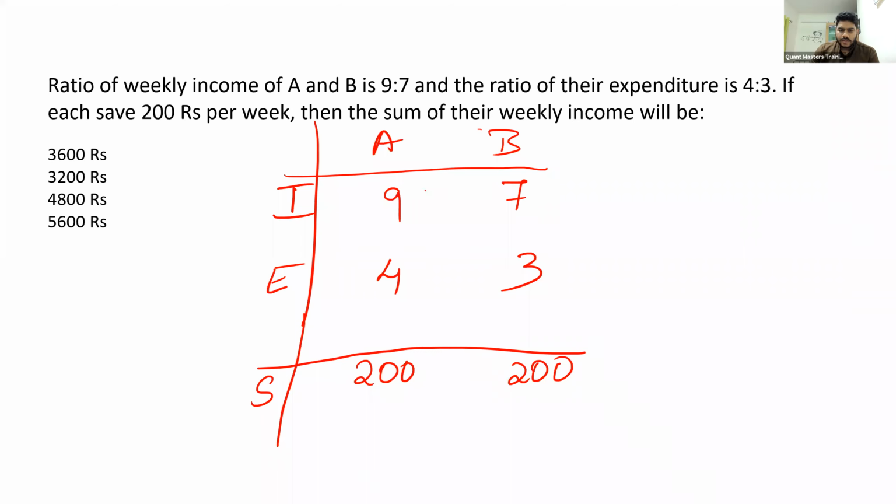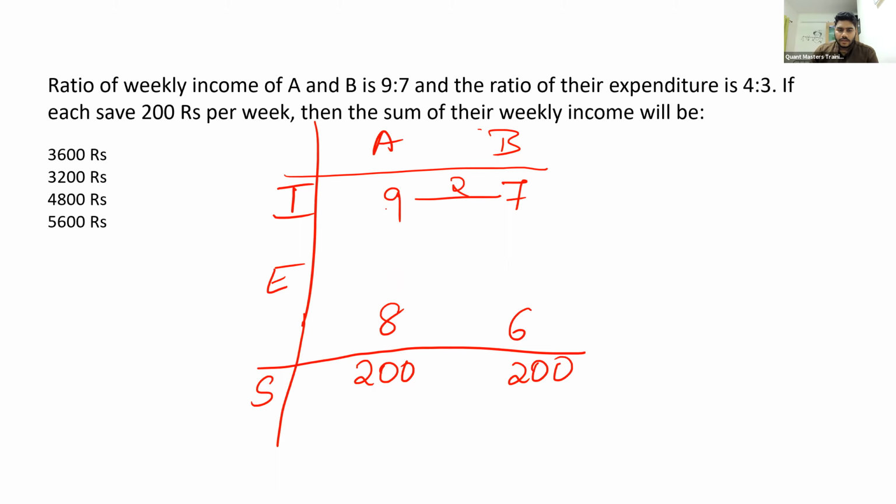What do we do? Just make the difference between the ratios common. Here the difference is 2, here the difference is 1. Sir, LCM of 2 and 1 is 2, so multiply this by 2, because 1 into 2 will only give me 2. So this will become 8, this will become 6, cancel the previous ratio.